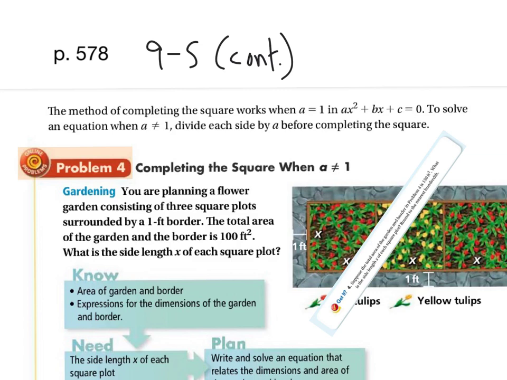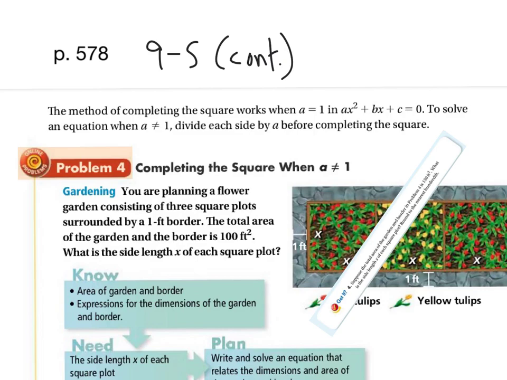Everything was just x squared something. There was no number in front of the x squared. And that's how it has to be when we do these completing the square problems. So if there's a number in front of the x squared, you've got to divide each term by that number before you get going.